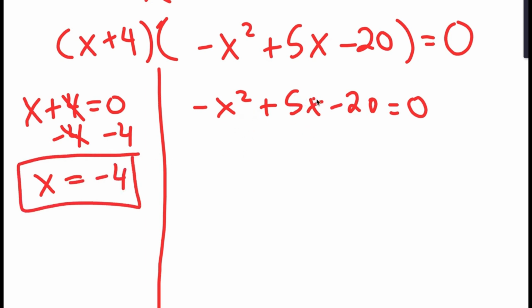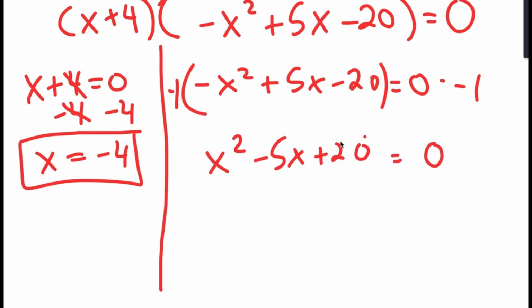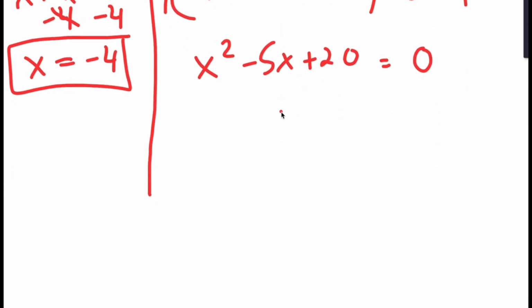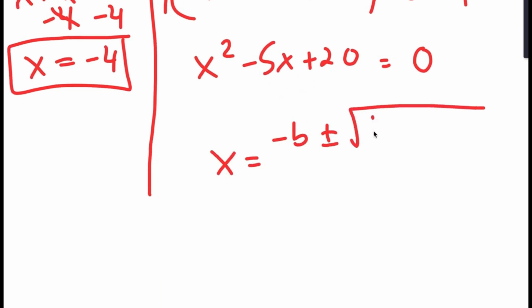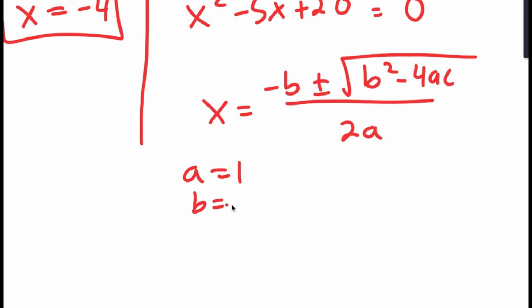Now, for negative x squared plus 5x minus 20 equals 0, first off, we have a negative sign in front of x squared, so I'm going to get rid of that by multiplying both sides by negative 1. So I get x squared minus 5x plus 20 is equal to 0. And now, to solve this, I'm going to use the quadratic formula, which is negative b plus or minus the square root of b squared minus 4ac all over 2a. So in this case, a is 1, b is negative 5, and c is 20.